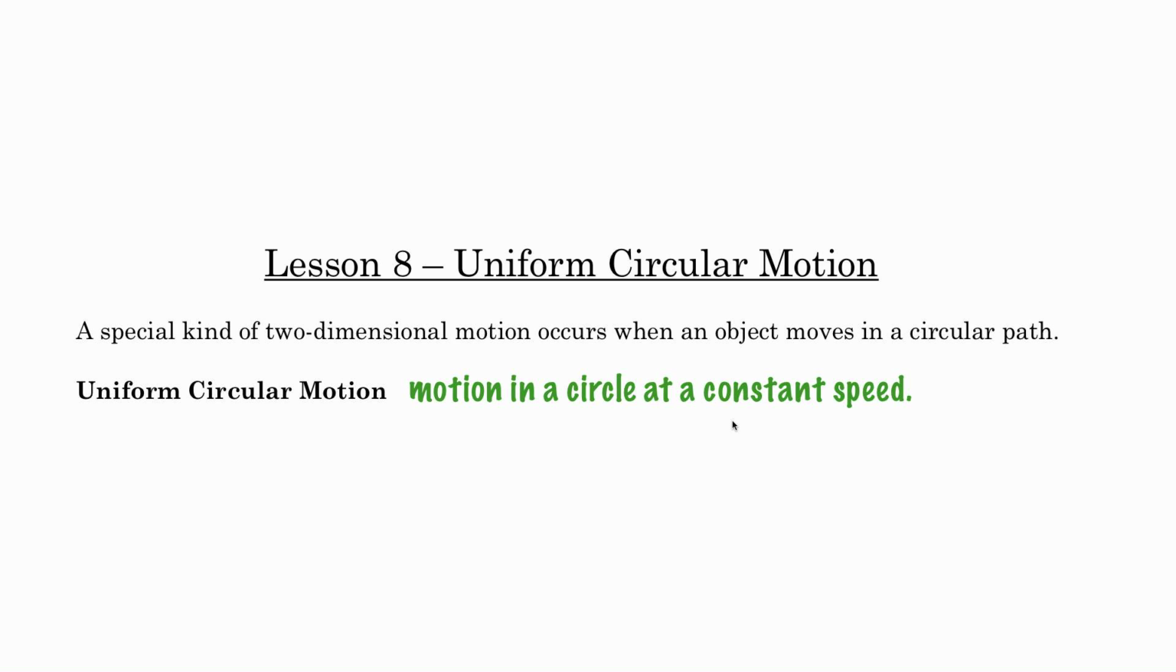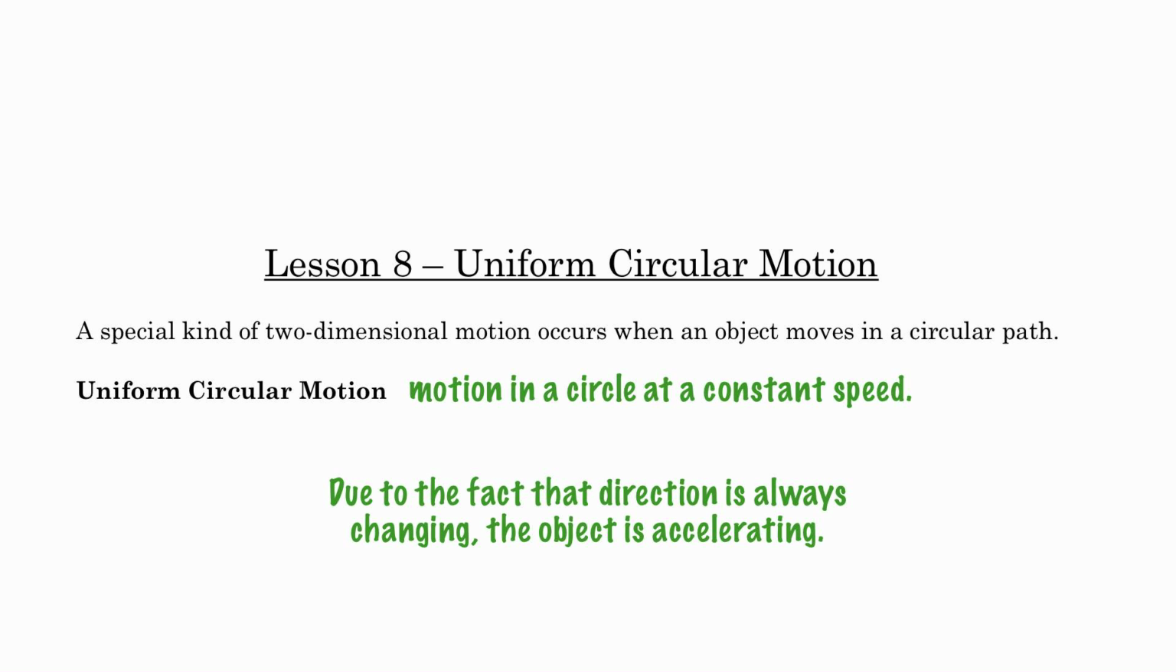And because its direction is changing constantly, it may be traveling at a constant speed, but it certainly is not traveling at a constant velocity. Its velocity is changing by virtue of the fact that its direction is changing. And because its velocity is changing, we know that there has to be some type of acceleration. And that's what we're going to investigate in this lesson.